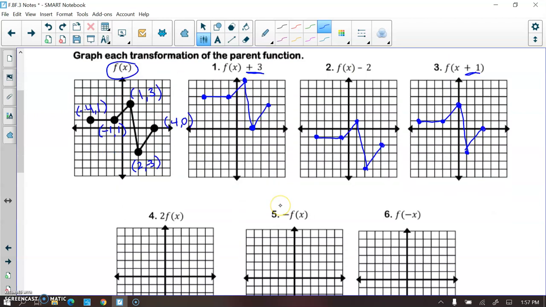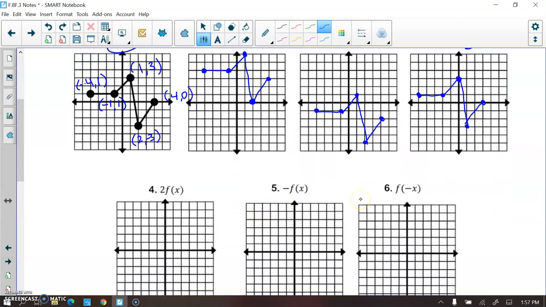All right, so for number 4, what we're going to be doing is multiplying our y values by 2. So if I start at the point -4, 1, I'm going to multiply the y value of 1 by 2. So a 1 times a 2 would put me at -4, 2. The y value on the next point, -1, 1, I'm going to take the y value of 1 and multiply it by 2. So now I have the point -1, 2. For the point 1, 3, I'm going to take my y value of 3 and multiply it by 2. So that now puts me at 1, 6.